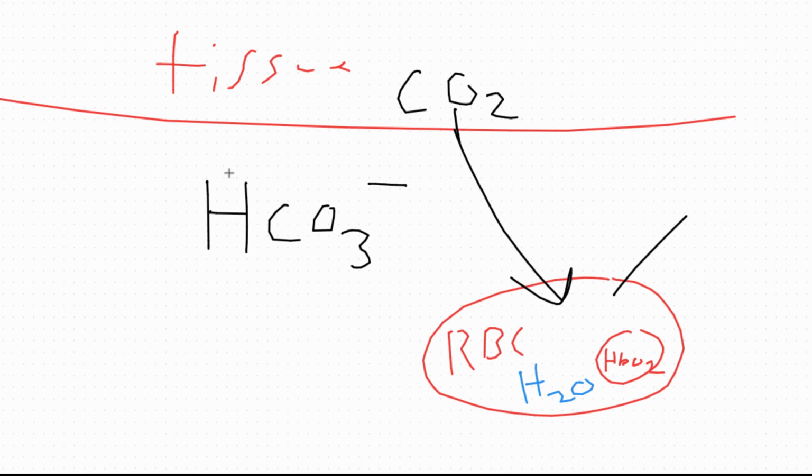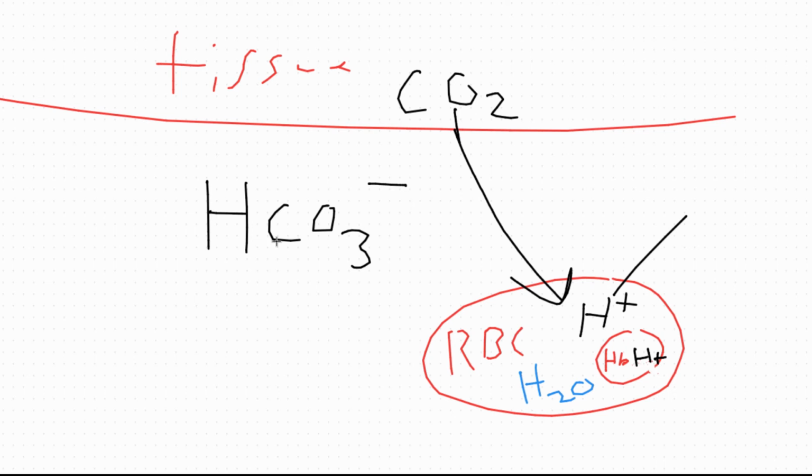Now in this process where this gets turned into carbonic acid, the CO2 loses an H plus. So an H plus is created. Now H pluses are allosteric inhibitors of the HbO2. So when the H plus comes into contact with the hemoglobin, the O2 will be released. So the O2 is released. And the H plus gets put into the hemoglobin.